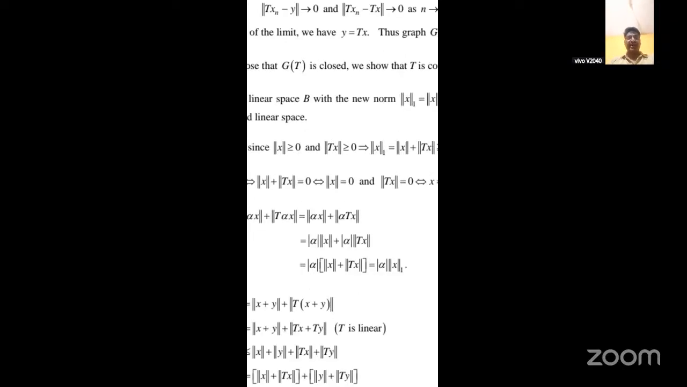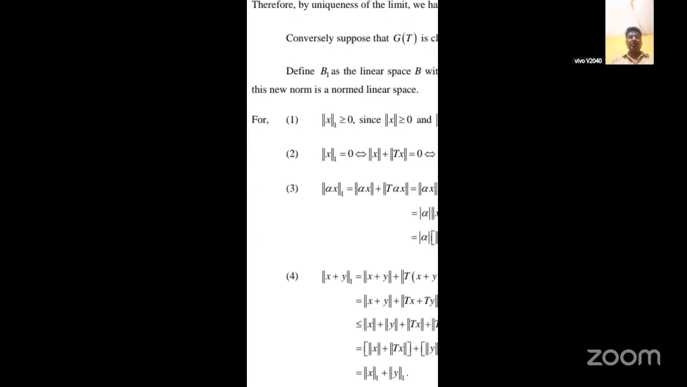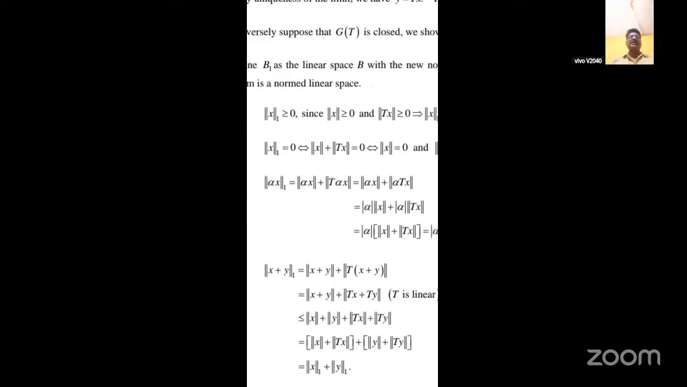Define the linear space B1 as the linear space B with a new norm: the norm of x at 1 equals norm x plus norm Tx, because we are observing the graph of T, the values x and Tx. We take B1 as another Banach space. First, norm x at 1 equals norm x plus norm Tx is greater than or equal to 0 for all x belonging to B. Second, norm x at 1 equals 0 if and only if norm x plus norm Tx equals 0, then norm x equals 0 and norm Tx equals 0, if and only if x equals 0.